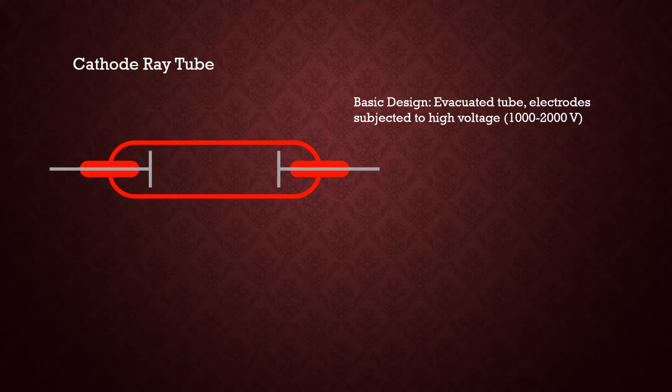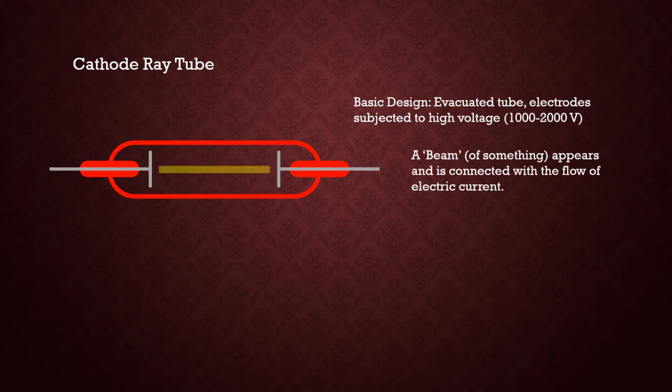I want to get to a more practical matter now, namely the cathode ray tube. And so it's a similar design. Well, it is the same design. The electrodes tend to be closer together, and so you're not working with such high voltages as a result. The tube is pumped out pretty much completely, and you see a beam appear.